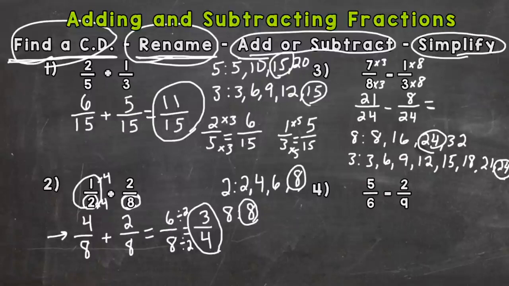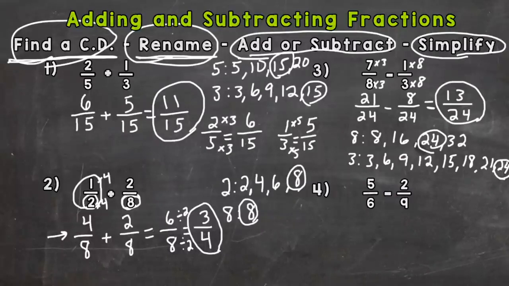21 minus 8 equals 13, and keep our denominator the same. The only common factor between 13 and 24 is 1. We cannot simplify or break that fraction down anymore, so our answer is 13/24. So subtraction is the same exact steps as addition, we just subtract instead of add.